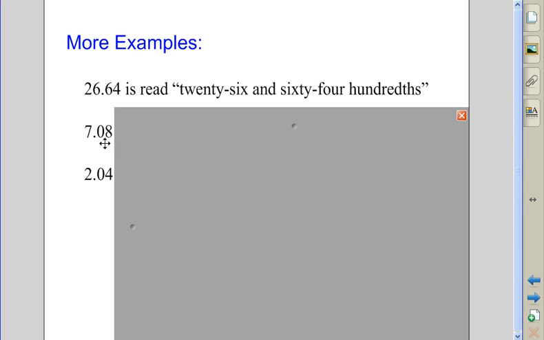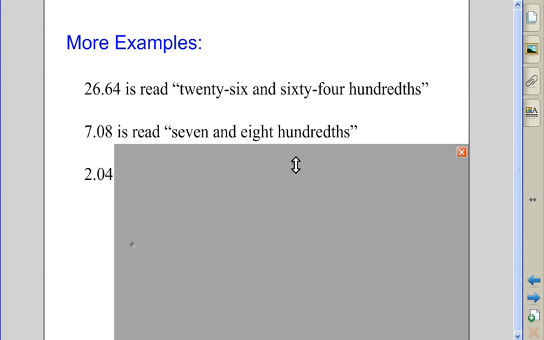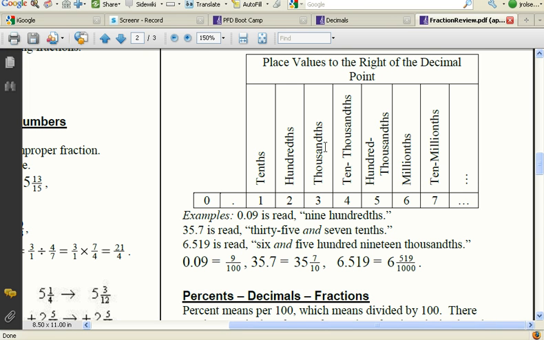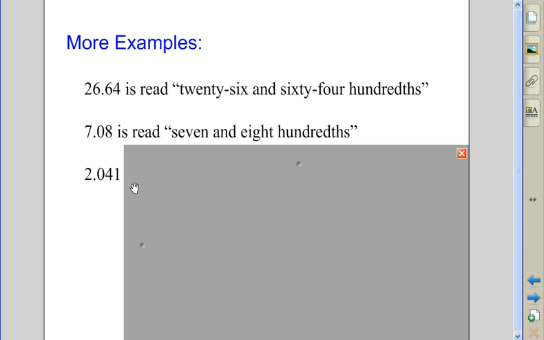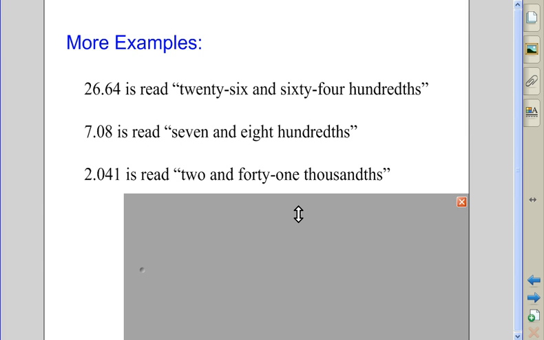In the next example, we have 7.08. We still have 2 numbers to the right of the decimal point, so it's still going to be hundredths. Reading this correctly, we get 7 and 8/100ths. And my last example is 2.041. If we have 3 decimal places to the right of the decimal, if we review our chart, the third place is the thousandths place. So this is going to give me thousandths. The correct way to read this decimal is 2 and 41 thousandths.